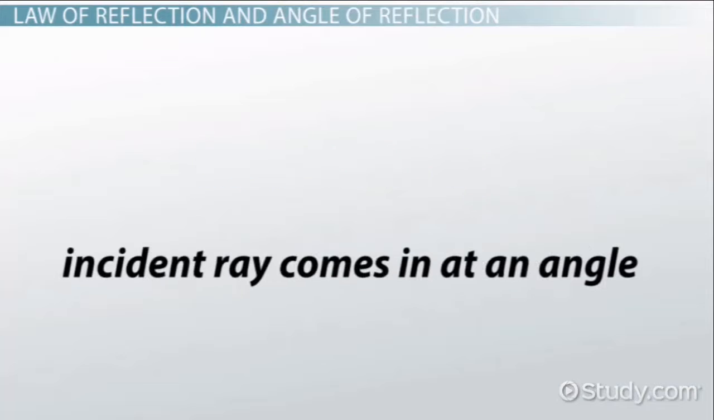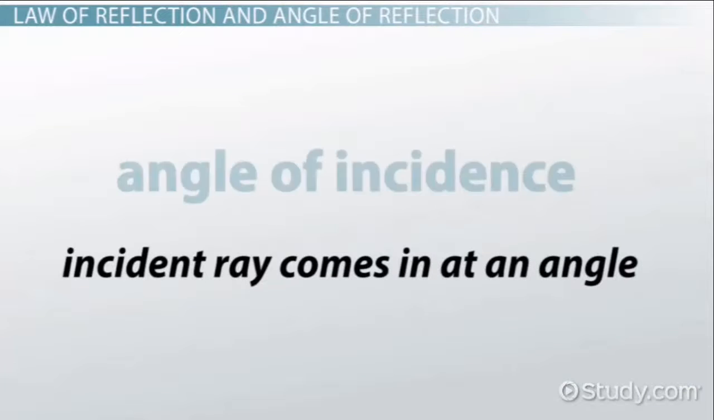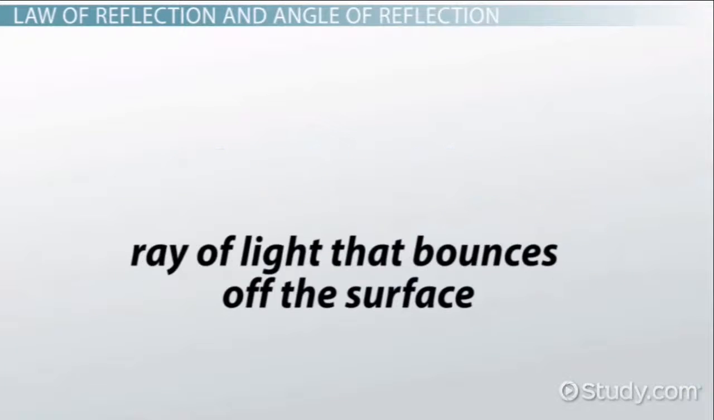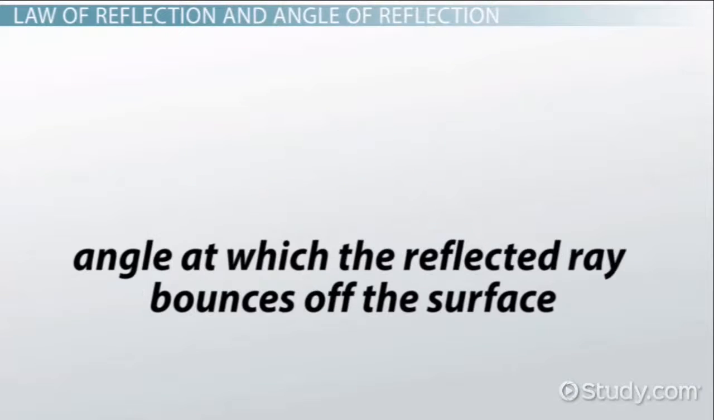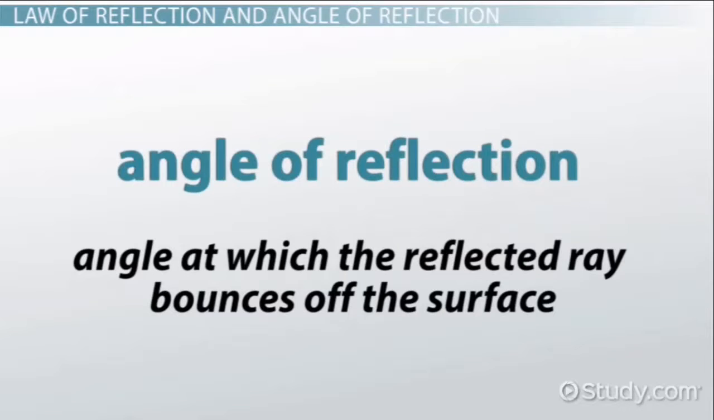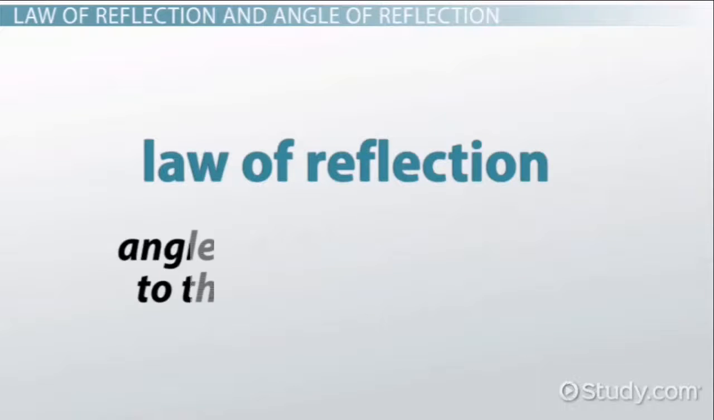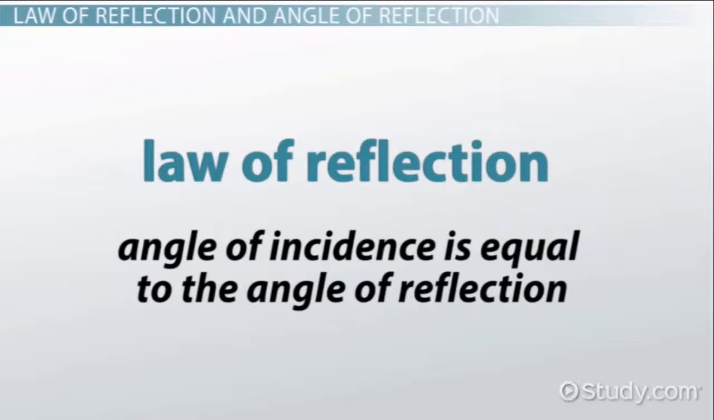The incident ray comes at an angle, which is called the angle of incidence. The ray of light that bounces off the surface is called the reflected ray, and the angle at which the reflected ray bounces off the surface is called the angle of reflection. According to the law of reflection, the angle of incidence is equal to the angle of reflection.